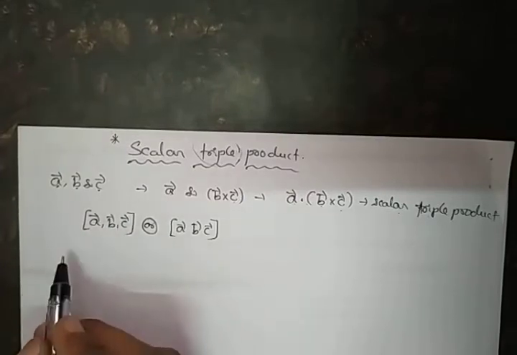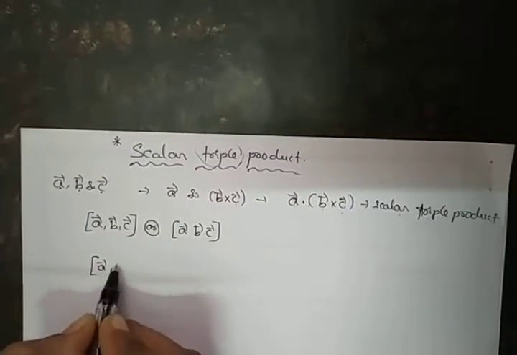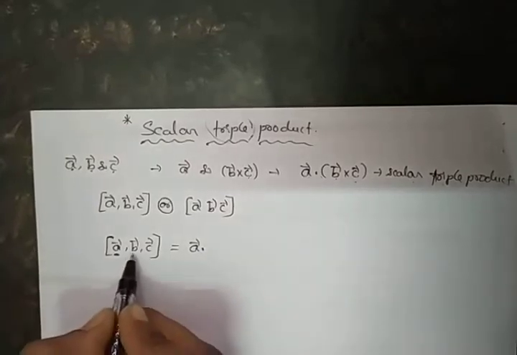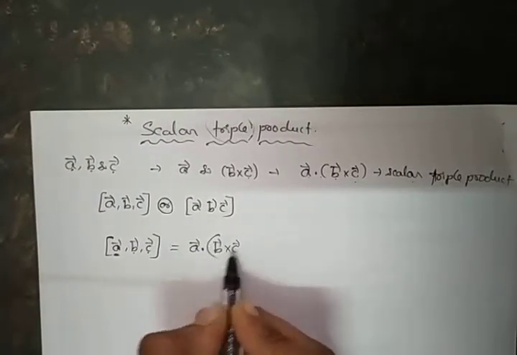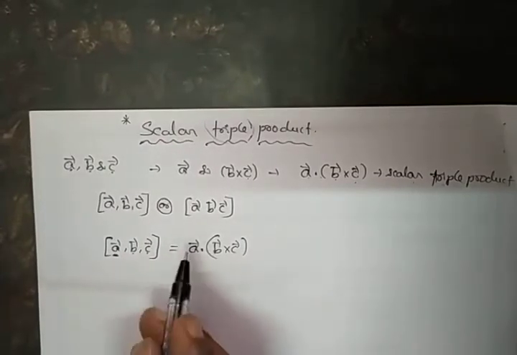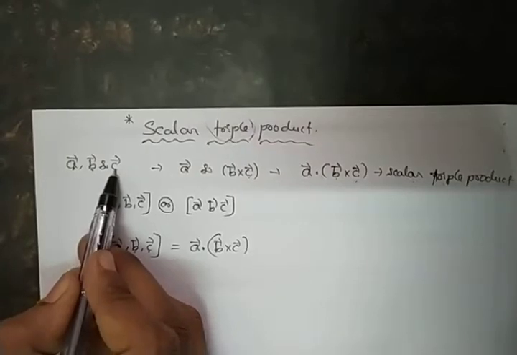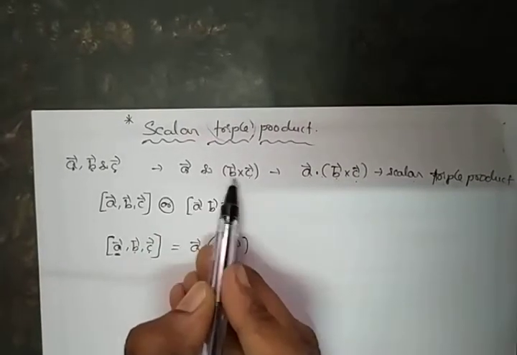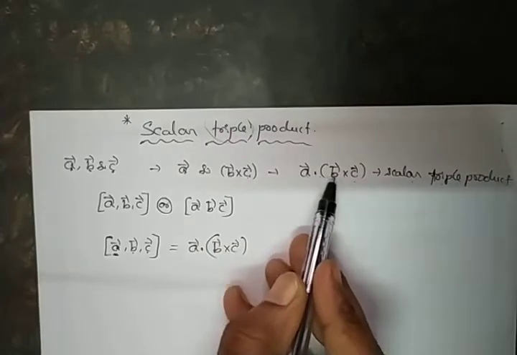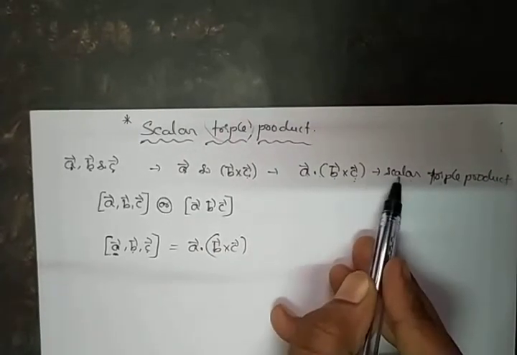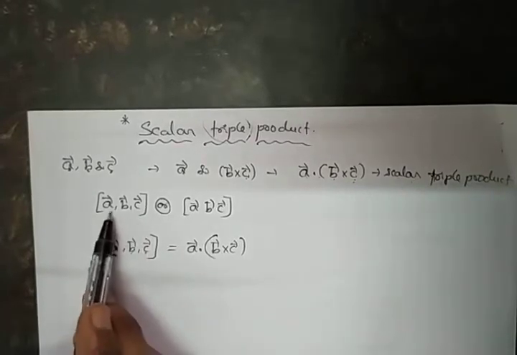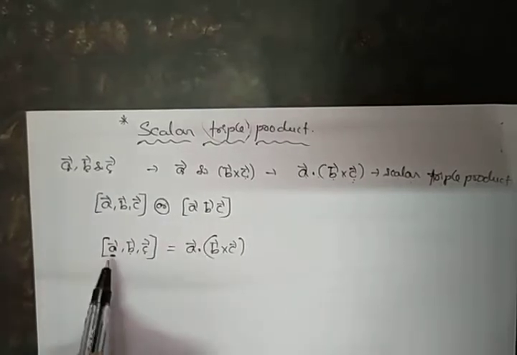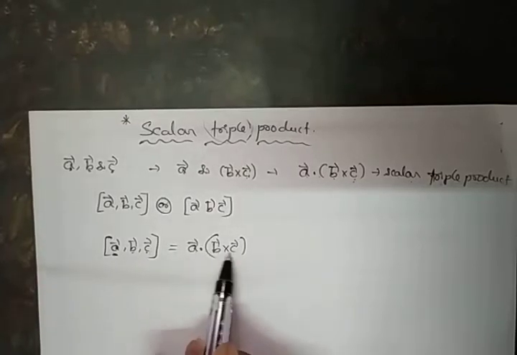It is the scalar triple product, and [A, B, C] equals A dot, next B, C, that is B cross C. Hence it is called scalar triple product. Let A, B and C be any three vectors, then the scalar product of A and B cross C is A dot B cross C, called the scalar triple product. It is denoted in square brackets as [A, B, C], which equals A dot B cross C.